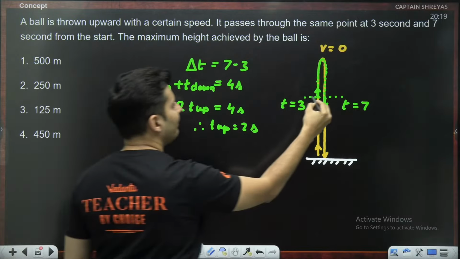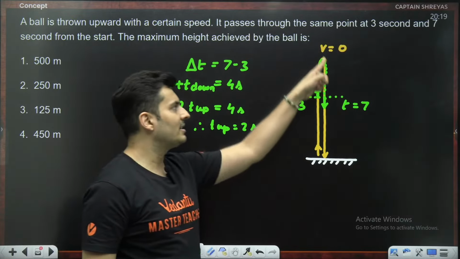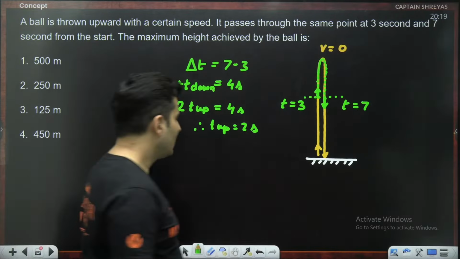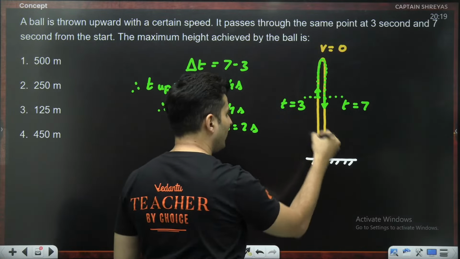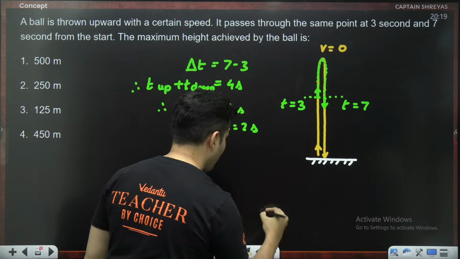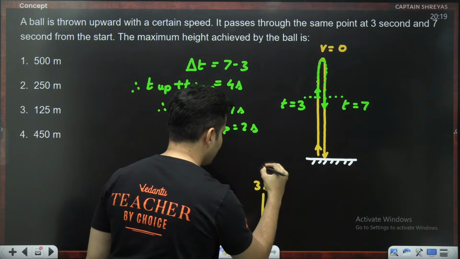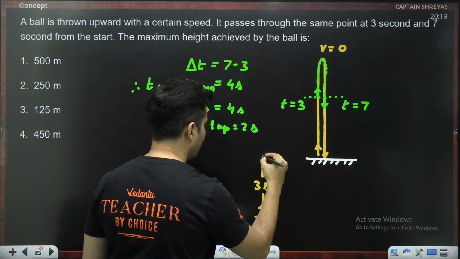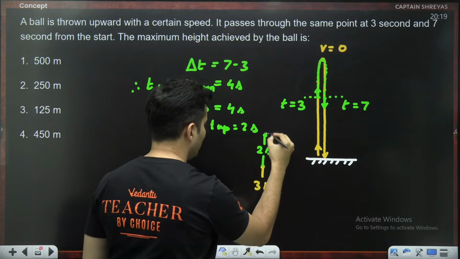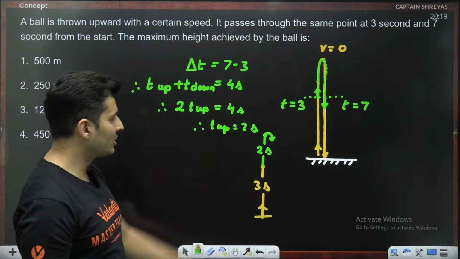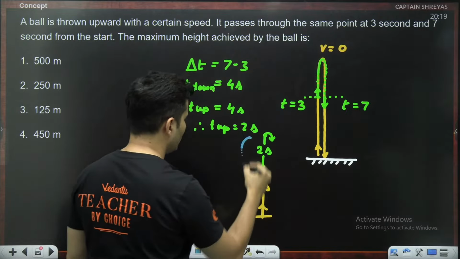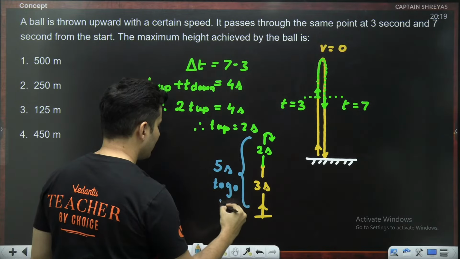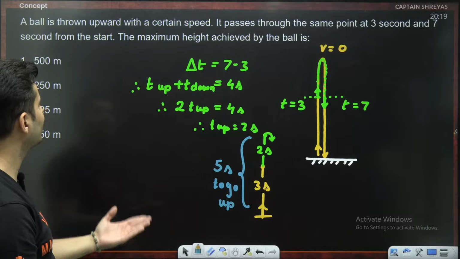But from which point? From this point. I'm just considering this part of the journey, that green part which I have drawn. But we already know this much part takes 3 seconds. It's like saying from here to here, I take 3 seconds, and from here to here, I take 2 more seconds before I stop and turn around. So 3 plus 2, how much is this? This is 5 seconds to go up.